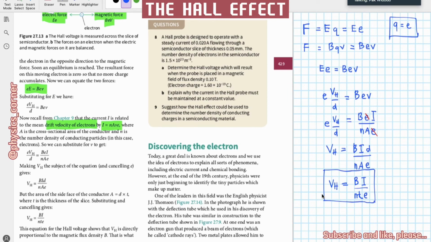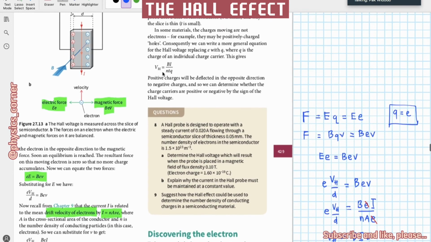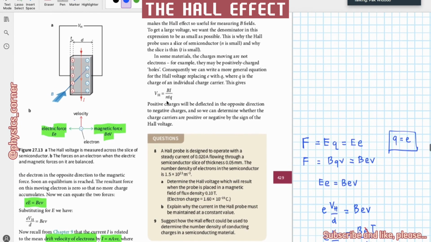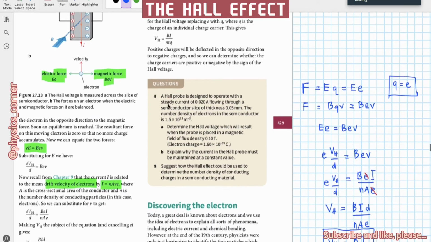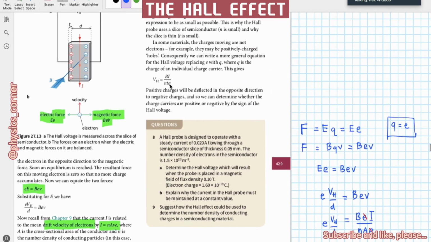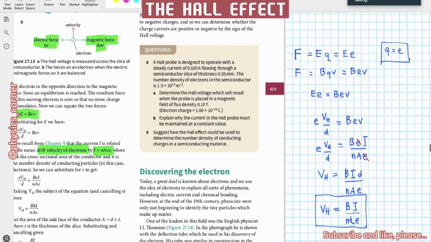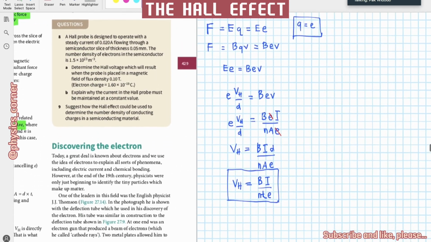Actually this is not finished yet. The rest is this one, because we changed the charge. This is for the electron, and this is for a general charge. That's it. Okay, let me check the question.